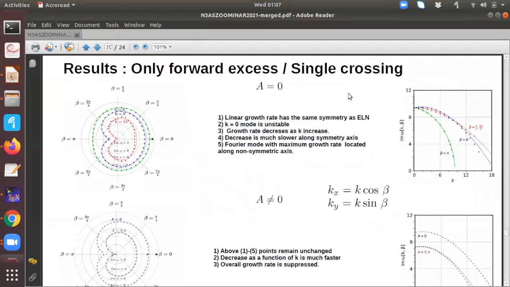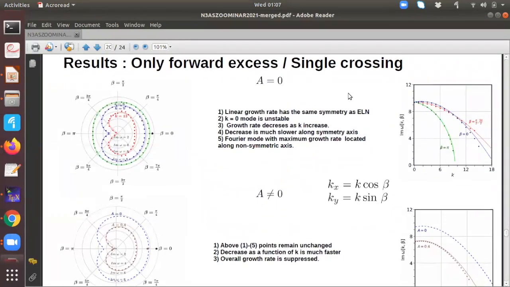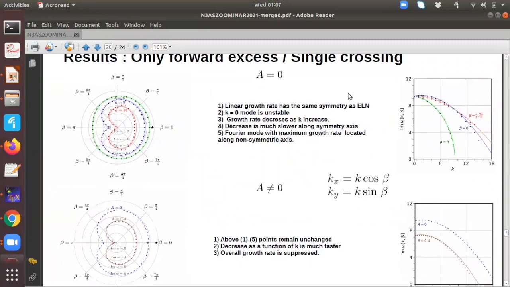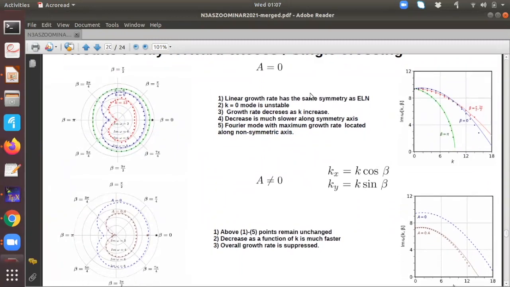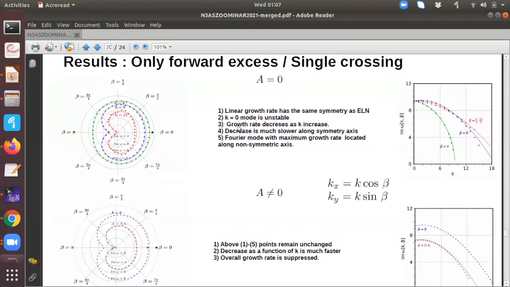Let me just quickly go to our main results of this multidimensional framework. For the forward axis, or the single crossing, we find that the linear growth rate has the same symmetry as the neutrino angular distribution. We also find that the k equals 0 mode for this type of forward axis scenario is unstable and gives rise to a linear growth. This growth rate also decreases as k increases, and this decrease is much slower along the axis where there is a symmetry for the angular distribution.